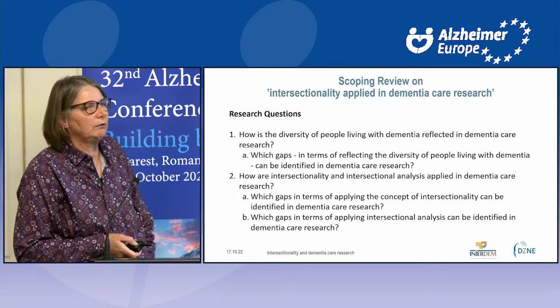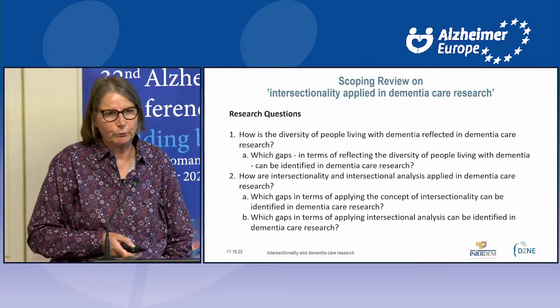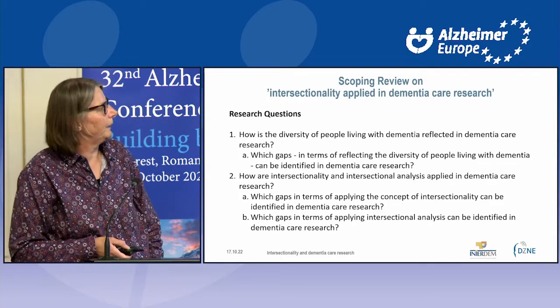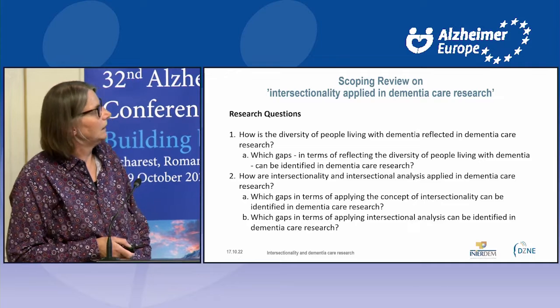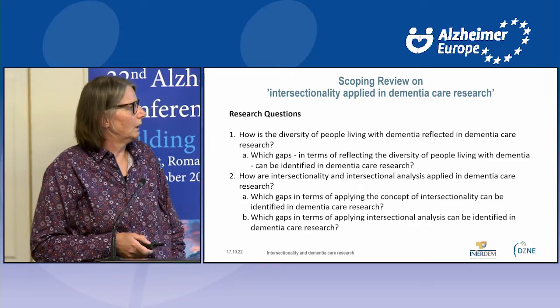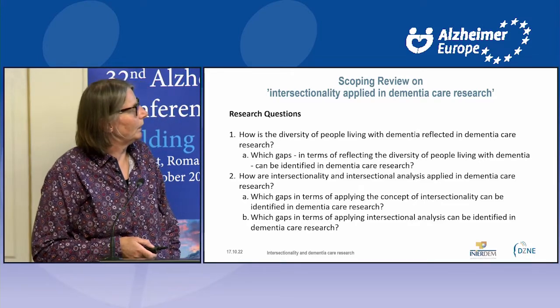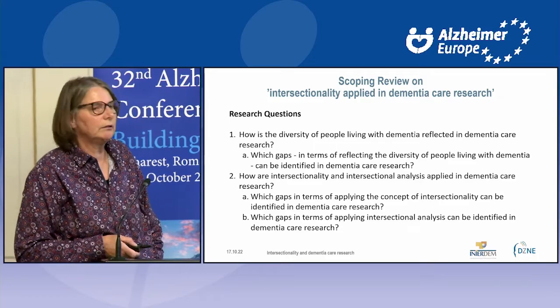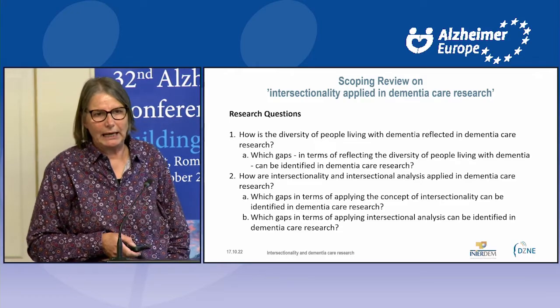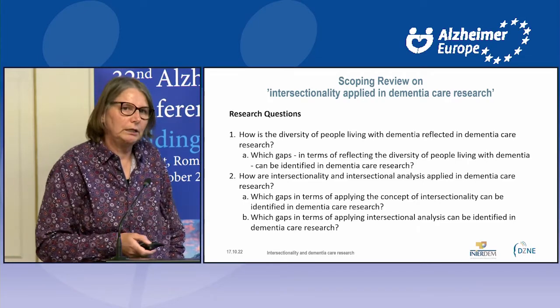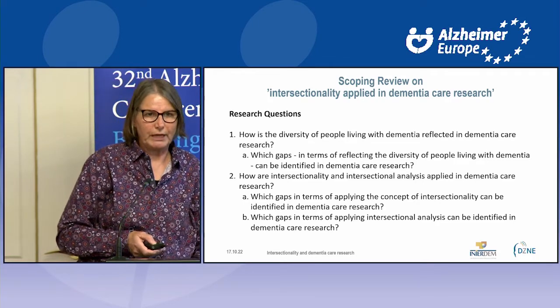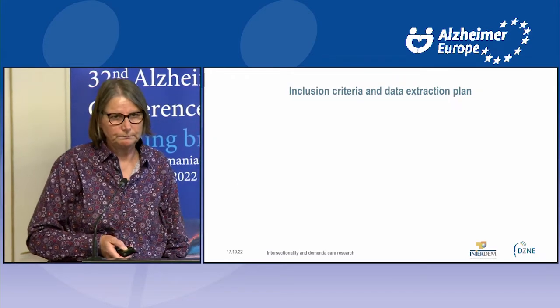So what does that mean for our review? We came up with two key research questions. How is the diversity of people living with dementia reflected in dementia care research? And the second one is, how are intersectionality and intersectional analysis applied in dementia care research? As you can see, of course, we assume that there will be lots of gaps based on what we saw.